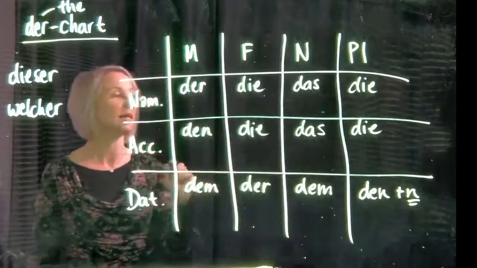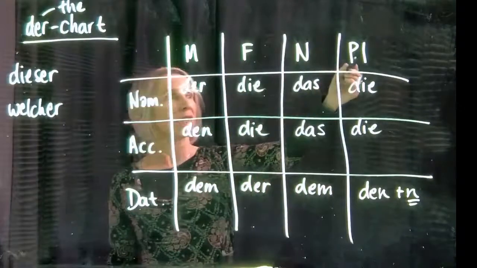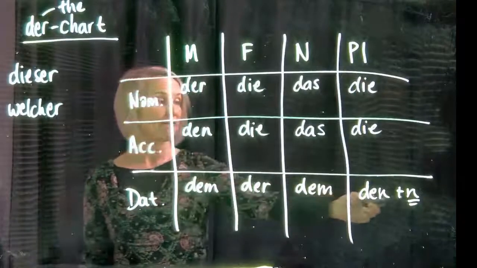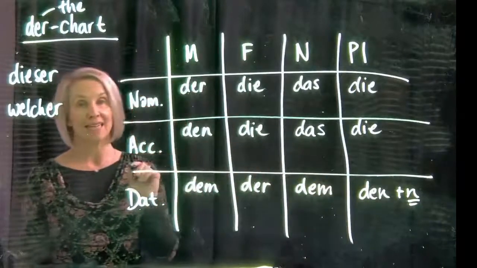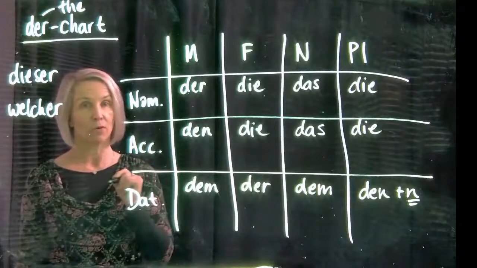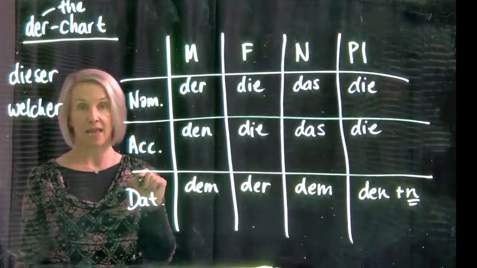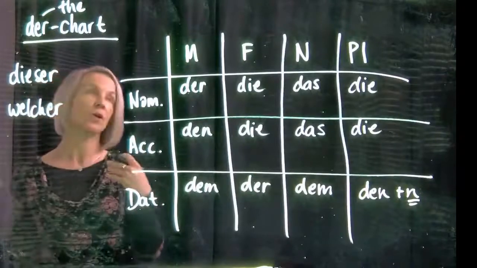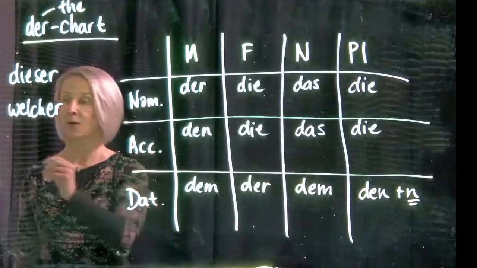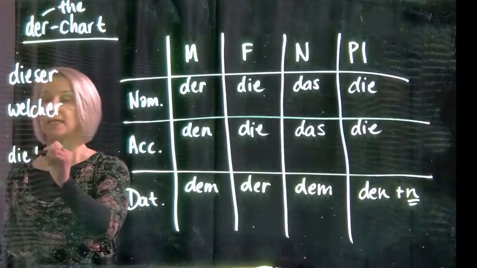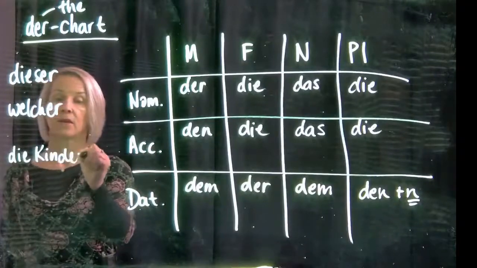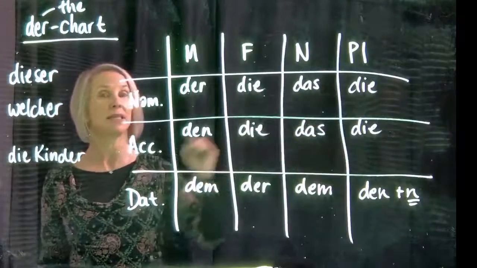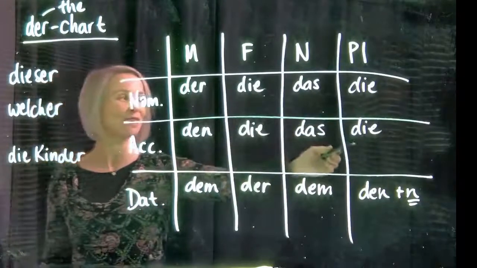Plus n means that when we have a plural noun and it's used in the dative case, if the noun does not already end in an n in its plural form, we'll need to add an n to that noun. So for instance, we know the word for child is das Kind. The plural form is die Kinder. So we will say die Kinder in both the nominative case and the accusative case.